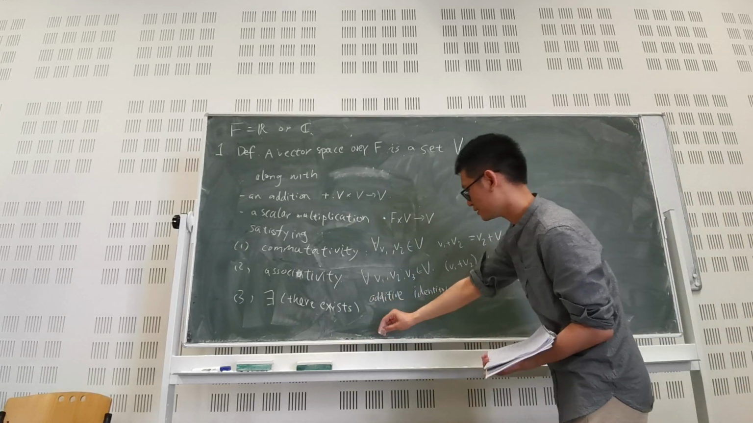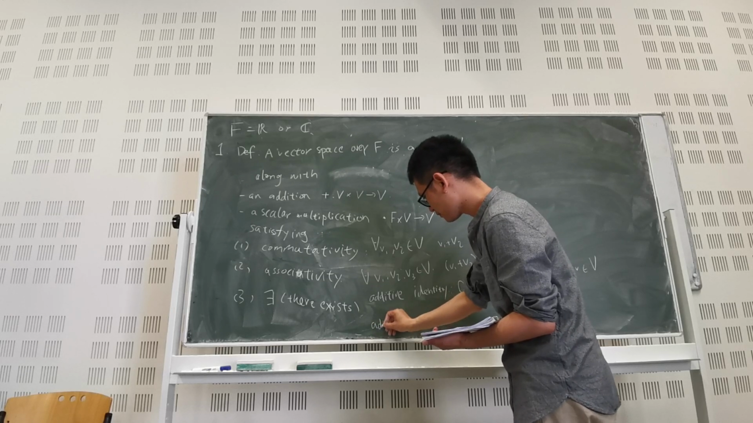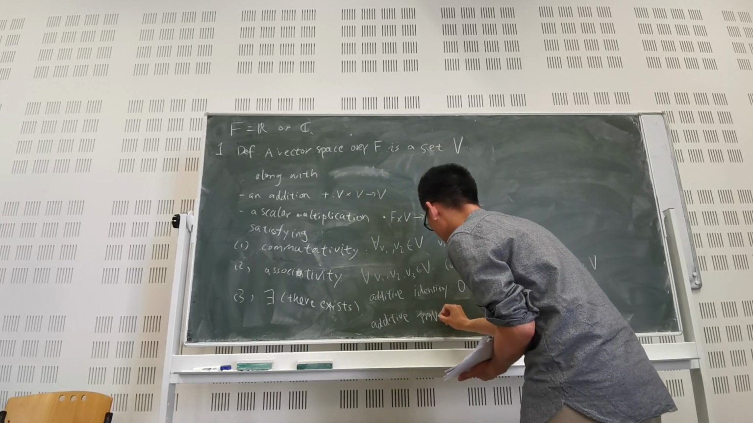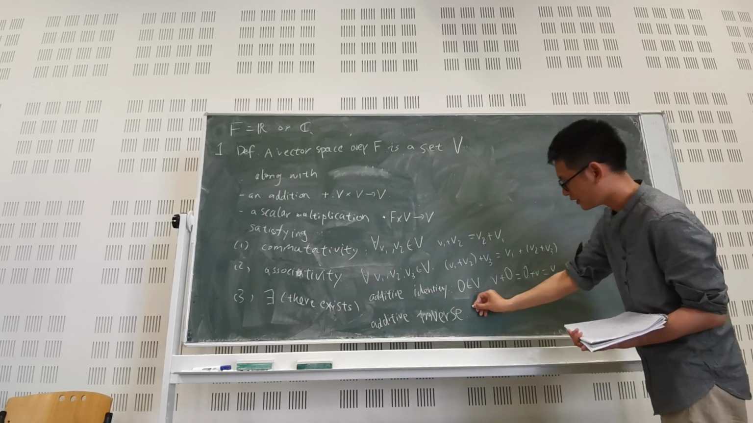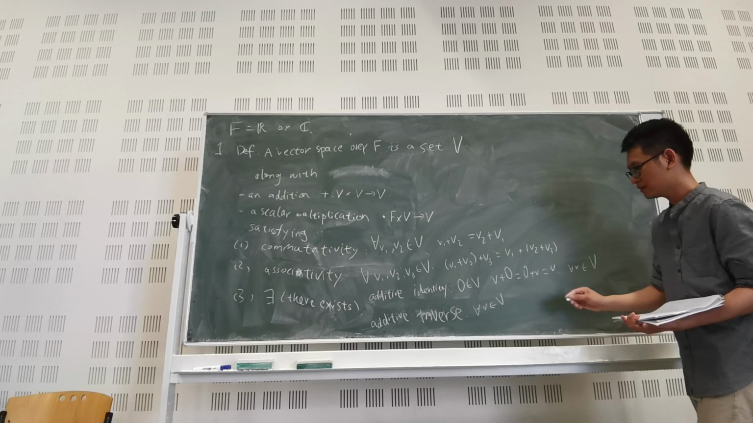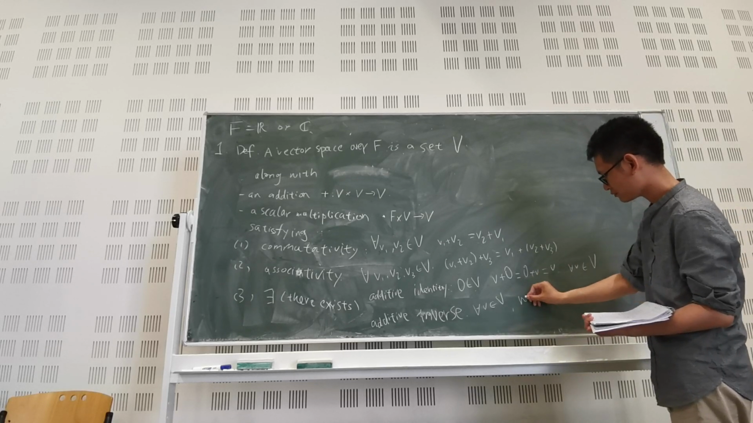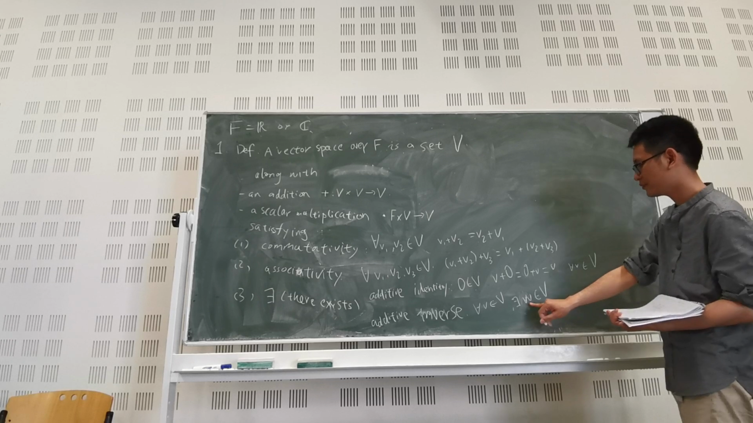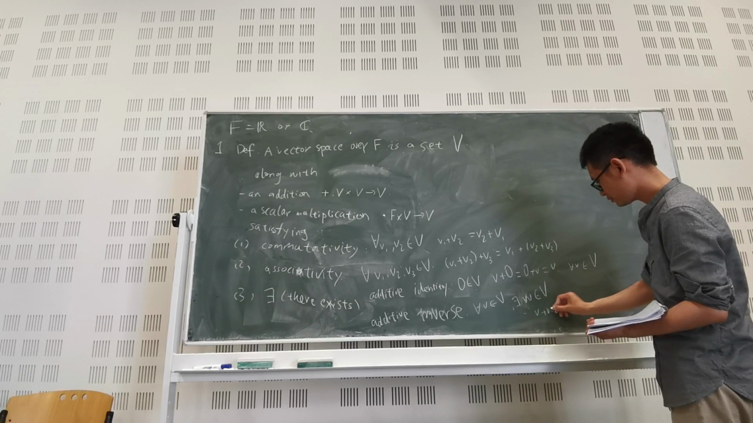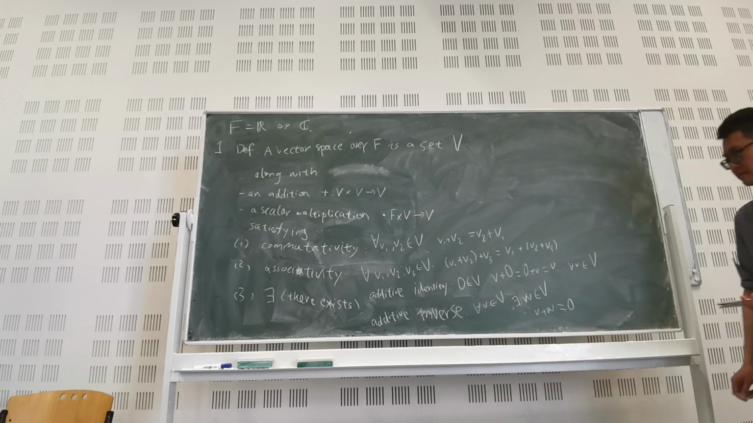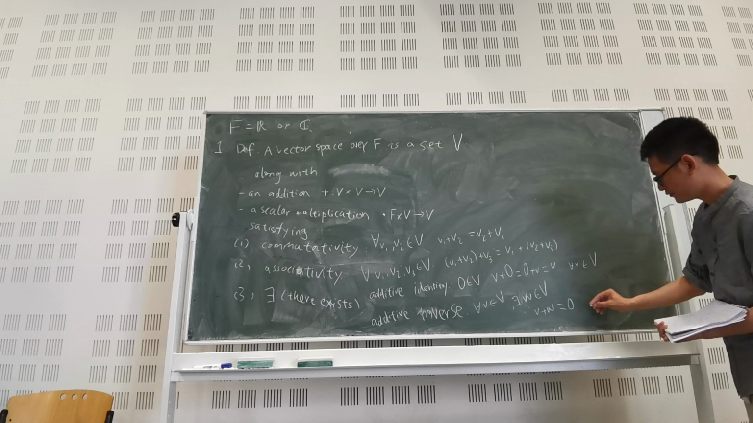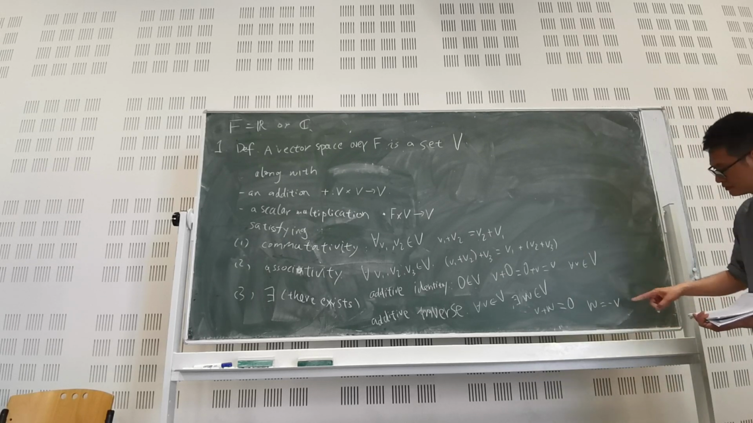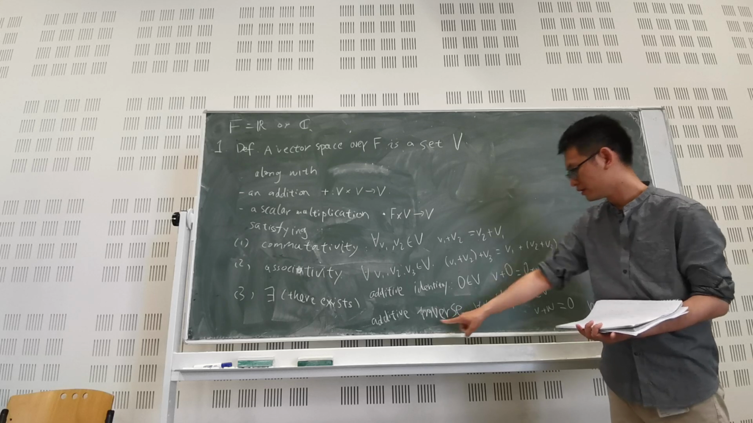And there should also exist the additive inverse. This means for any vector v, we have a vector w, also a member of V, such that v plus w equals this zero vector, this special zero element. We usually denote w by minus v, the negative of v. w is called the inverse of v.